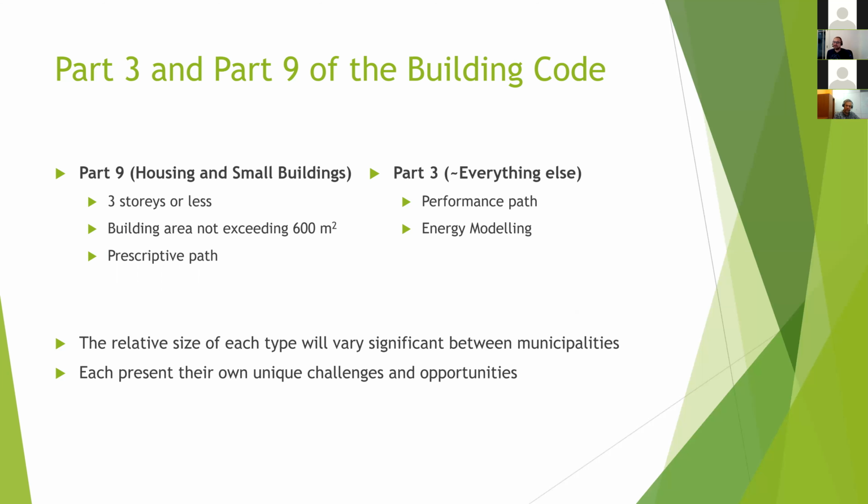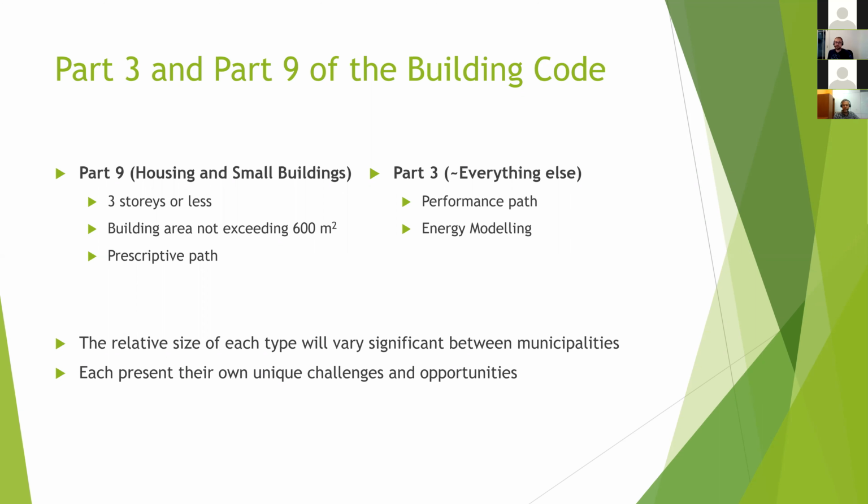Part 9 would be housing and small buildings, 3 stories or less and smaller than 600 square meters. Developments largely will follow the prescriptive path in terms of what they're doing with their enclosure and mechanical systems in order to demonstrate that they're meeting building code. And then part 3 is everything else. These developments will largely follow the performance path where they're going to be doing energy modeling.